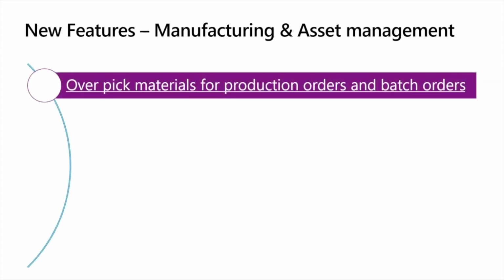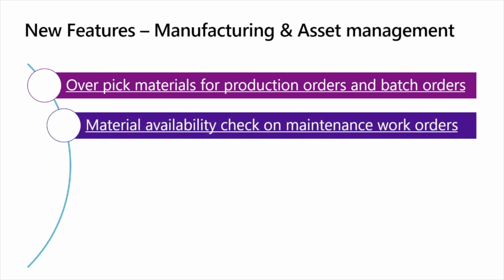Thanks, Hiren. I'll cover the manufacturing and asset management area features here. The first one is overpick materials for production orders and batch orders. This was one of our top voted ideas on the portal. This feature lets workers who use the Warehouse Management mobile app overpick raw materials for production orders when needed. Workers are notified if they exceed the overpicking thresholds that the warehouse manager sets.